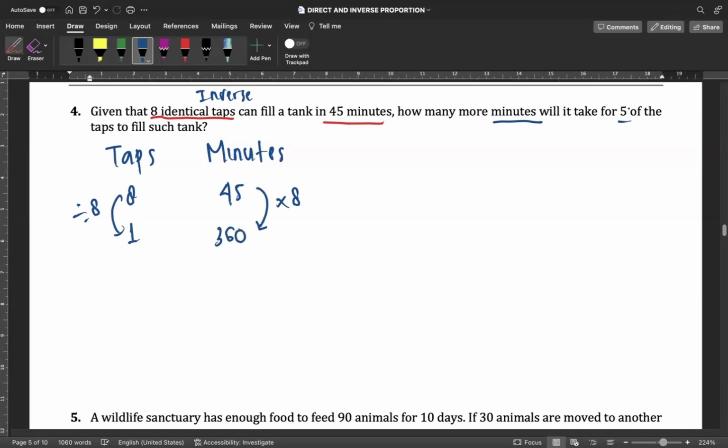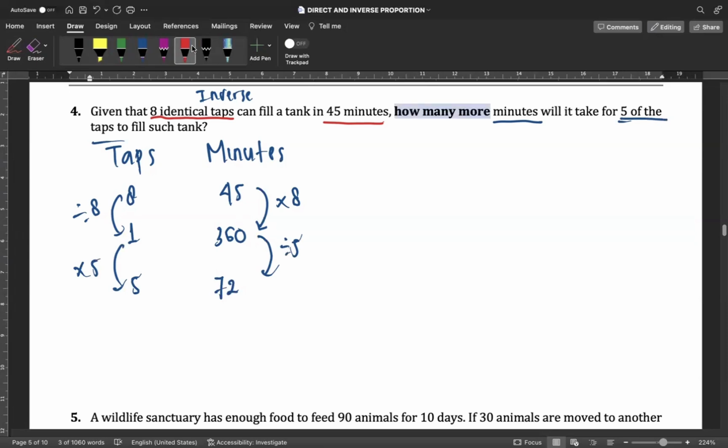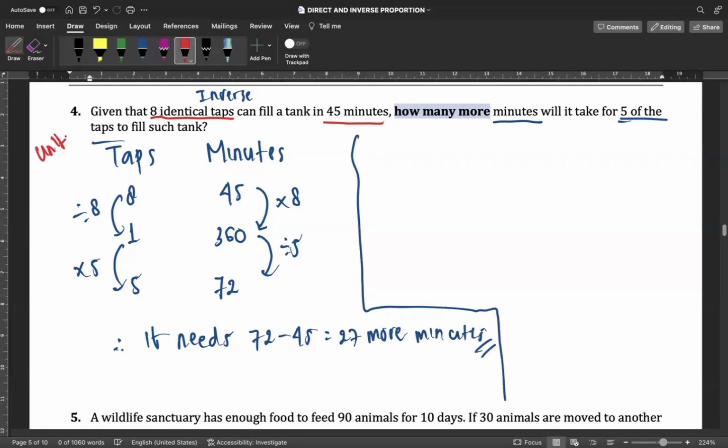If you want to find for 5 taps, then we times by 5 for the left side, so we need to divide this by 5. 360 divided by 5 is 72. But this is not the final answer, because the question asks how many more. To find how many more minutes, we need to subtract 45 minutes from 72 minutes. 72 subtract 45 is 27 more minutes. This is the unitary method.